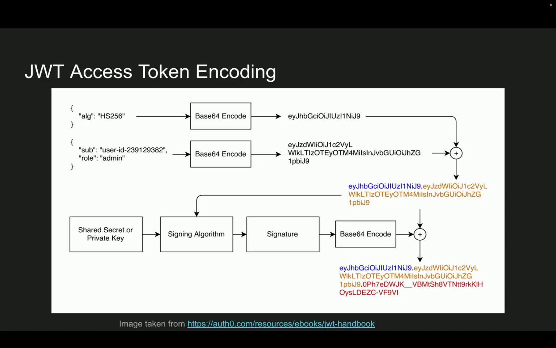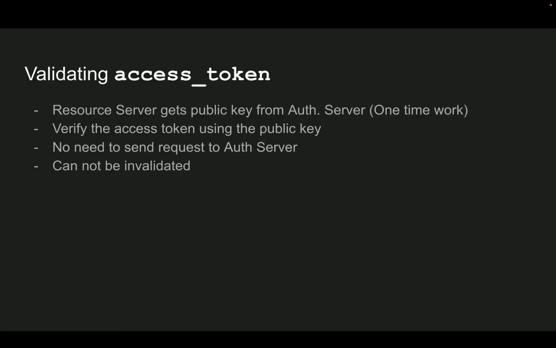Now the resource server needs to validate whether this access token is valid or not, and if it is valid, what all the permissions it has. How do we validate it? The resource server should not do any network call to the authorization server. So the resource server gets the public key from the authorization server. This is one-time work. After getting the public key, it verifies the access token. So there is no need to send a request to the authorization server, or to do any database lookup as well. But one problem is that the access tokens cannot be revoked, because there is no way for the authorization server to tell the resource server that this access token is expired or not.